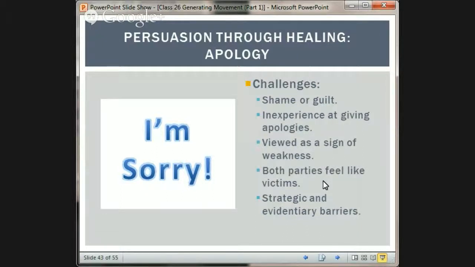In the disputes that we're handling, both parties may feel victimized, so you may have to have some sort of mutual apology. And then there are strategic and evidentiary barriers. So in a litigated case, there are a lot of states that don't accept apologies from the evidentiary rule that allows statement of responsibility in as an admission against the parties. So a lot of states, especially ones that are trying to support mediation, have created specific rules allowing apology and not making them admissions of liability.